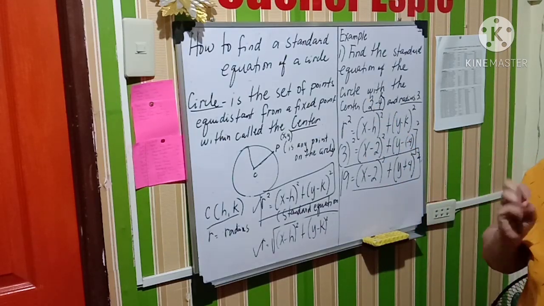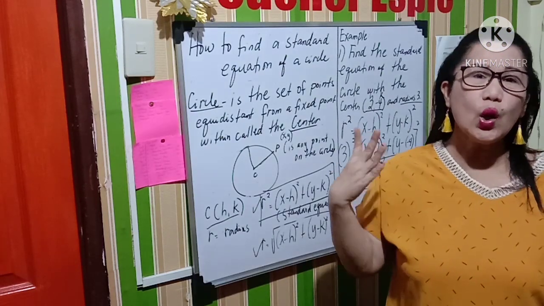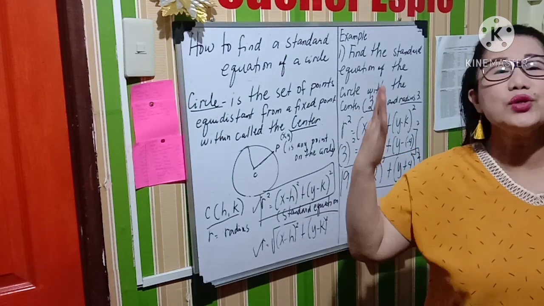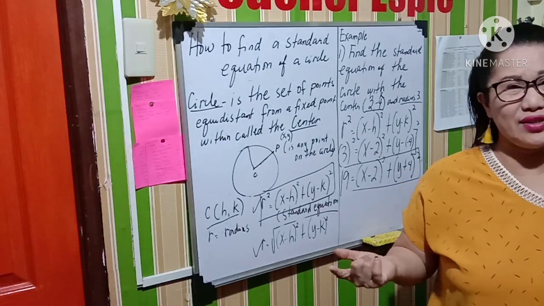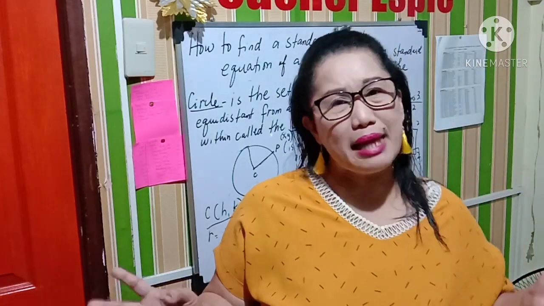But like for example, if I will give you a two ordered pair, how are you going to write it in a standard equation? Okay, so let's proceed to example number 2.